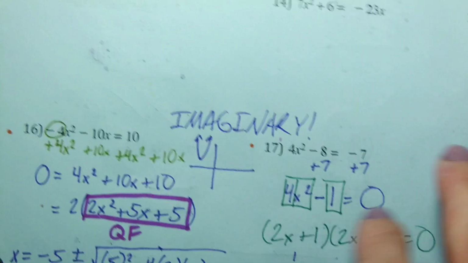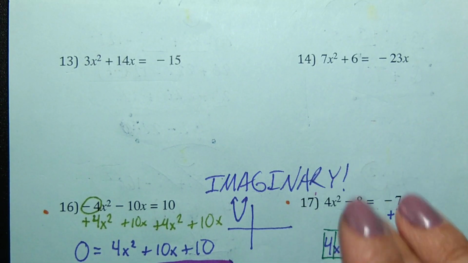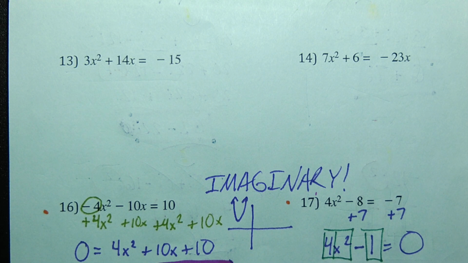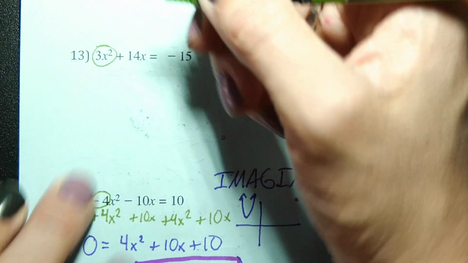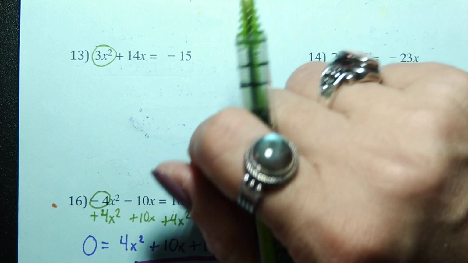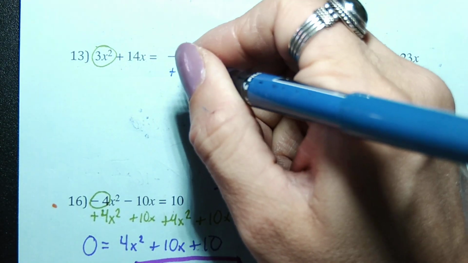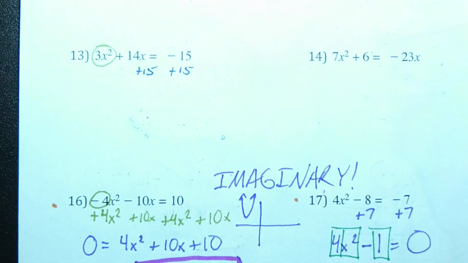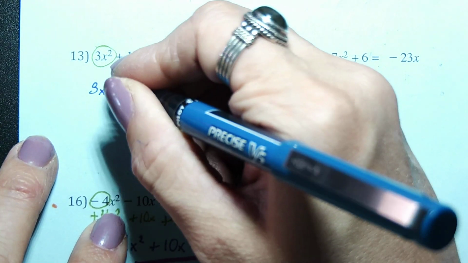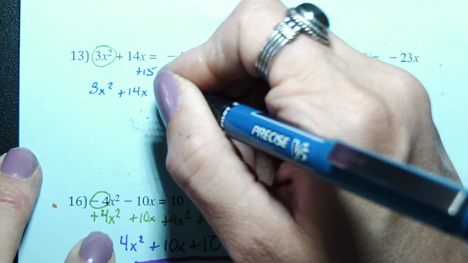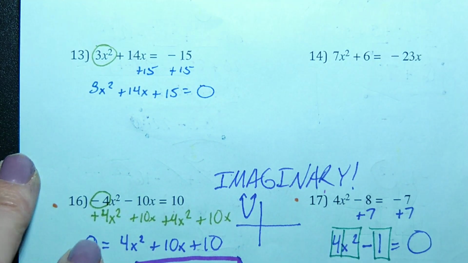Turning to the back page, we've got a few more problems on there. So on this first one, before I do anything, we need to get that equation in standard form first. Now for factoring, your a value has to be positive, and it's actually a bit easier if your a value is positive for the quadratic formula as well. So we're going to have to add 15 to keep everything positive. So 3x squared plus 14x plus 15 equals 0.